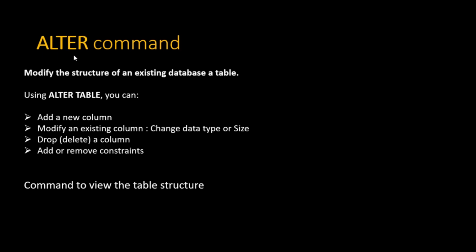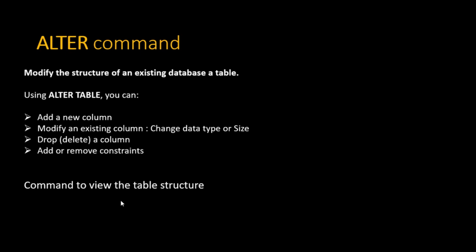Here in this lecture, we will discuss the ALTER command. The ALTER command can be used to modify the structure of an existing database table. You can use it to add a new column to your existing table, change the data type or the size of any column, drop any column, or add or remove any constraint on a column in your table.